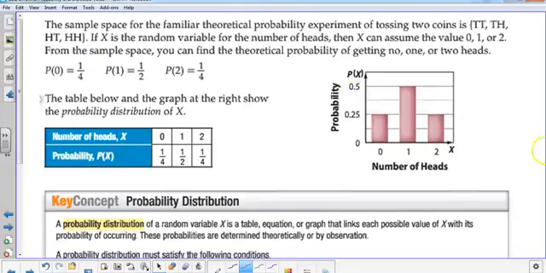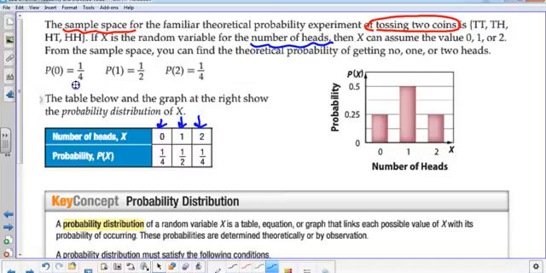The sample space and the random variable are not the same, guys. The sample space for a familiar theoretical probability of tossing 2 coins, okay? If we're going to toss 2 coins, the sample space is: tails, tails; tails, heads; heads, tails; or heads, heads. 4 ways that could happen, okay? If X is the random variable representing the number of heads, how many heads can we get in 2 tosses? We can get 2, we can get 1, or we could get none. So the random variable is 0, 1, or 2. Discrete, by the way, right? Okay.